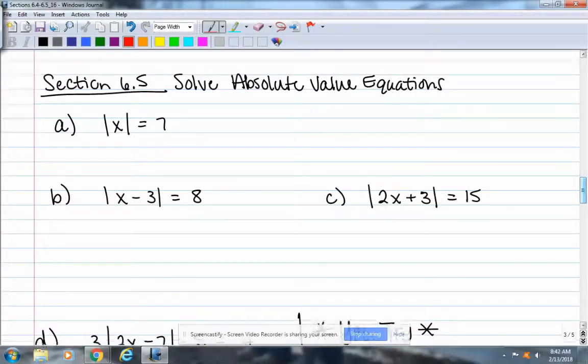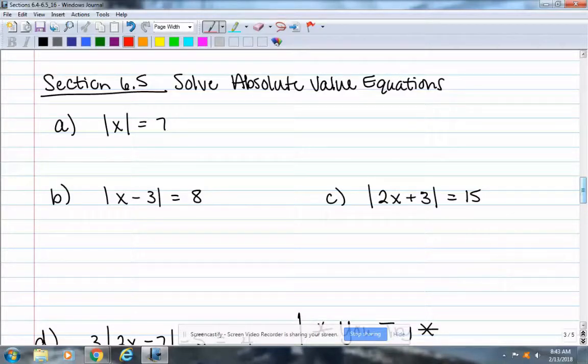Next, we're going to do section 6.5, which is absolute value equations. Now, this is the weird little stepchild of this chapter because it's the only section in this chapter that has what symbols? Equal signs. Everything else in this chapter is inequalities. So this one's just kind of like a little detour for a second. We're actually doing equations for this section.